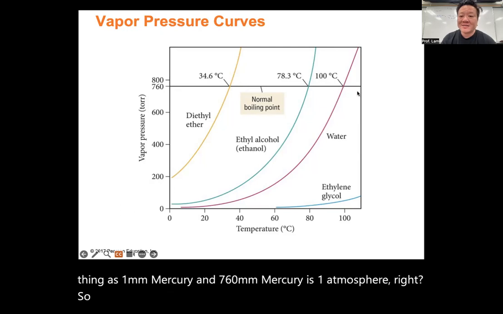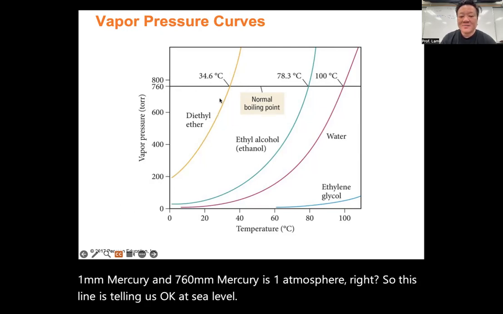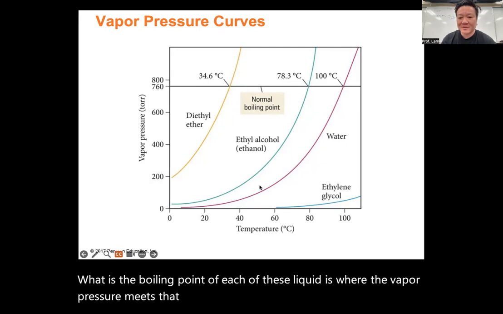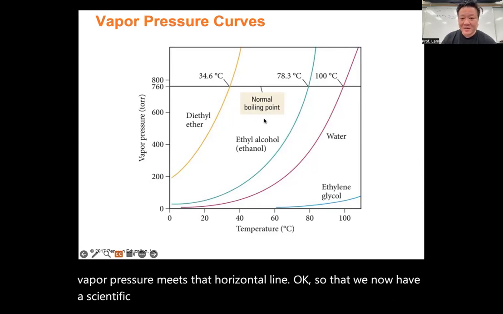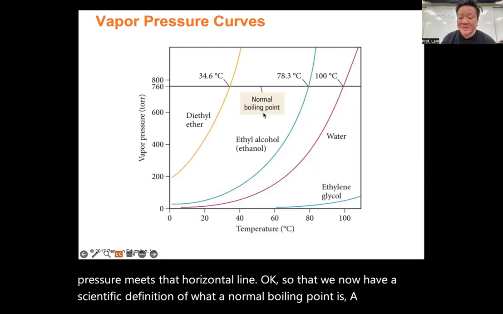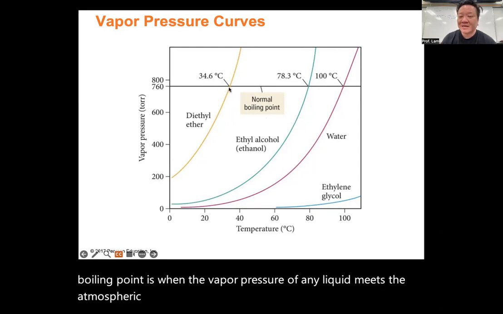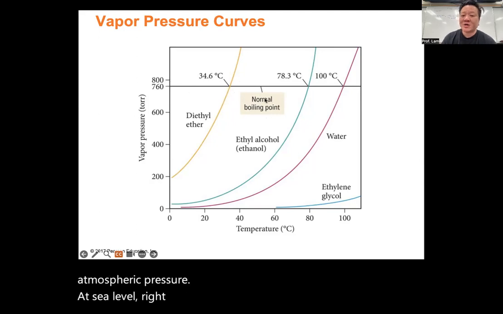So this line is telling us, at sea level, what is the boiling point of each of these liquids? It's where the vapor pressure meets that horizontal line. So we now have a scientific definition of what a normal boiling point is. A normal boiling point is when the vapor pressure of any liquid meets the atmospheric pressure at sea level, right? So that's why it's called normal.